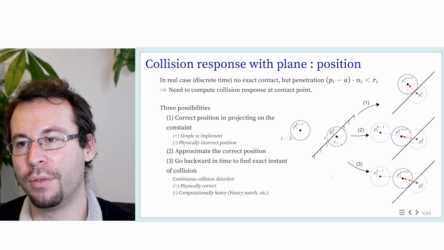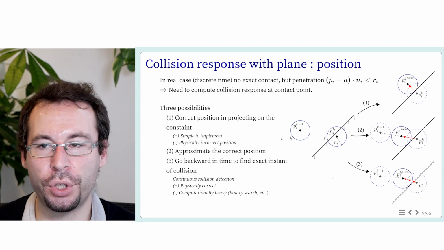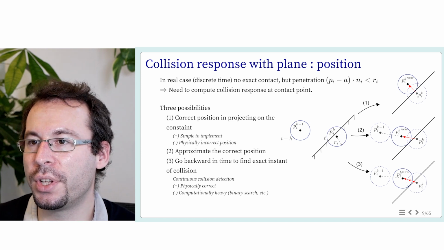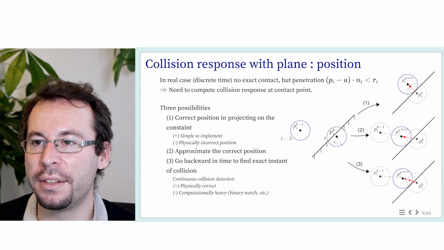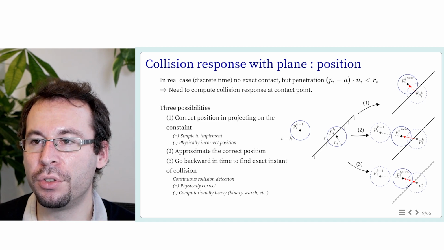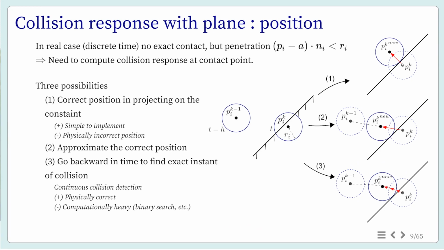There are several approaches that we can use. The simplest one is to say, okay, I'm going to translate my sphere to make sure that it's above the plane, and I'm going to consider the shortest distance, the distance along the normal of the plane, such that the sphere is above this plane. I can compute that exactly, knowing the penetration distance of the sphere in the plane.